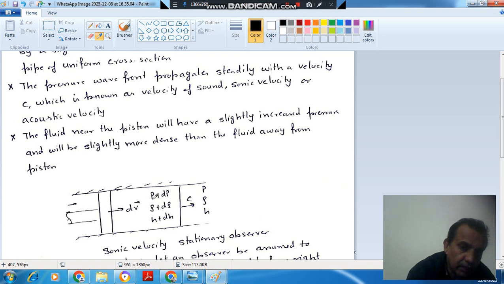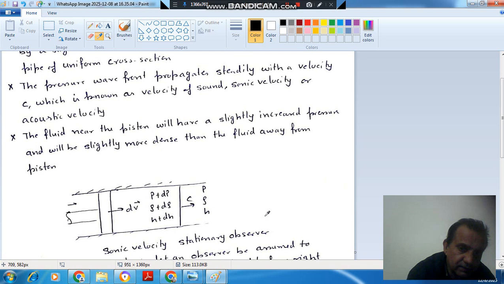So as this pressure pulse moves in the gas, it changes the condition of the gas. Here the pressure of the gas is P plus dP, density is rho plus d rho, and enthalpy is h plus dh, and it also gains velocity dv, that is the velocity of piston, and here the gas is stationary. So all this we are observing when we are stationary and the wave is moving.